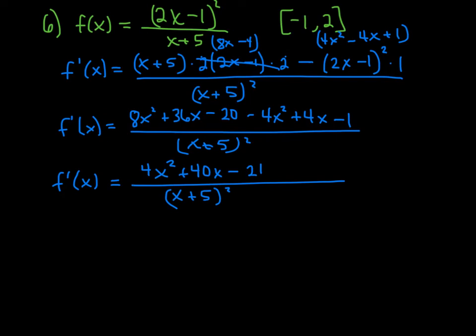What do we do? Well, we have to set our numerator equal to 0 and our denominator equal to 0. So we have to set that 4x squared plus 40x minus 21 equal to 0, and that's for our 0. And then we also have to set the x plus 5 squared equal to 0, and that's for our undefined. The x plus 5 squared is definitely the easier one, and we just get x equals negative 5. My numerator though, that's pretty ugly.